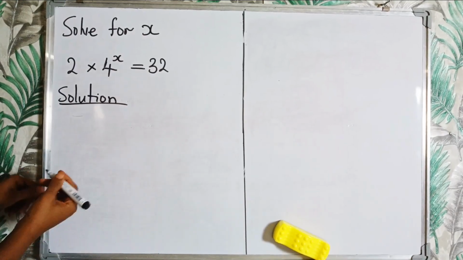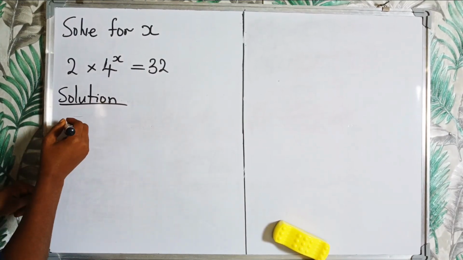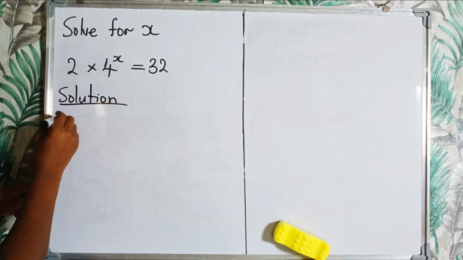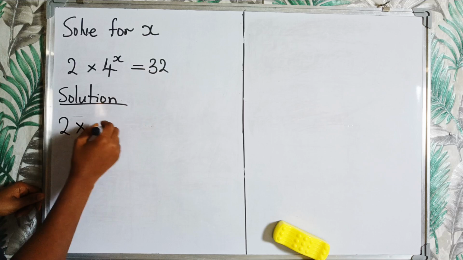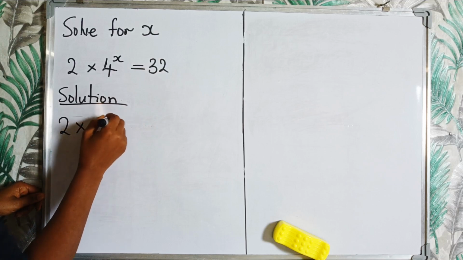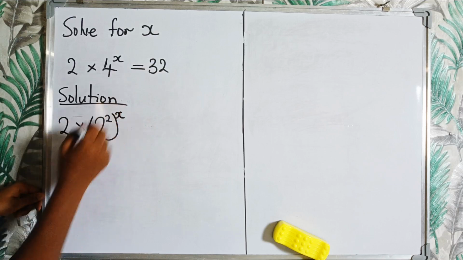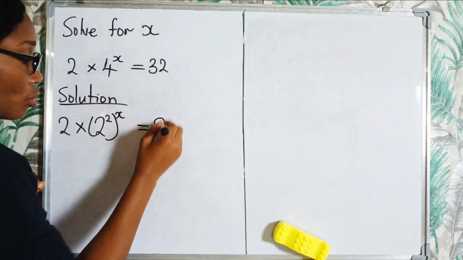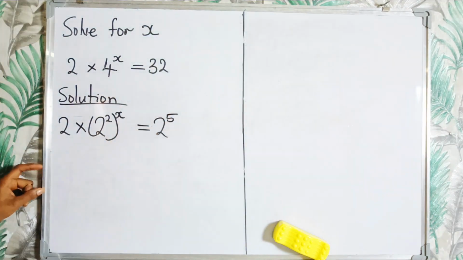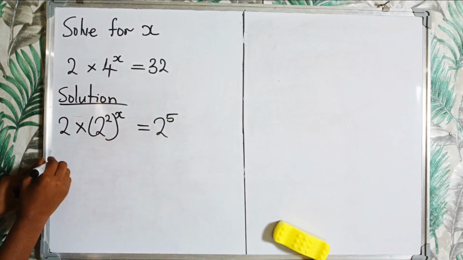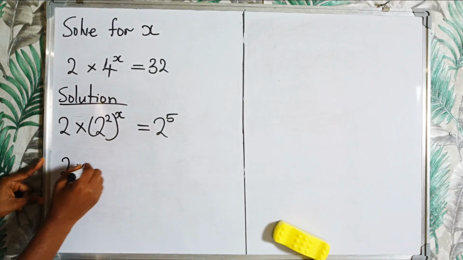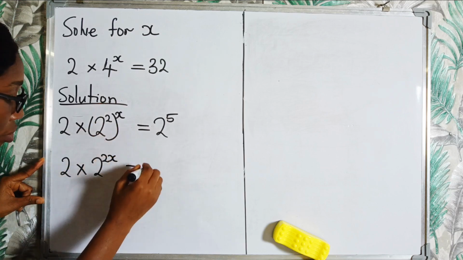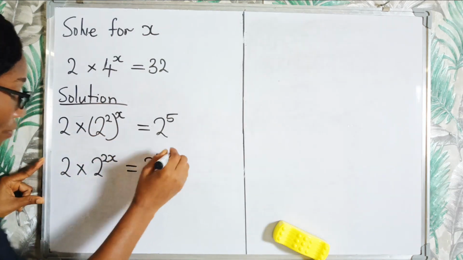So for the second method, I'm going to express 4 as a base with a power. So I have my 2 times, here I have 2 raised to power 2 raised to power x, okay? And this is equal to 32 can be expressed as 2 raised to power 5. All right. So here I have 2 times 2 raised to the power 2x, and this is equal to 2 raised to the power 5.